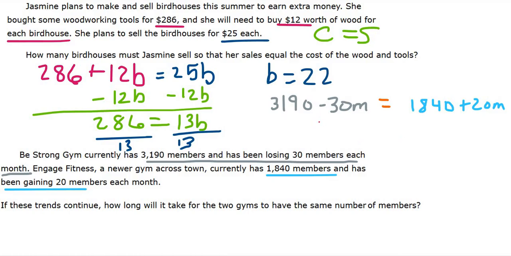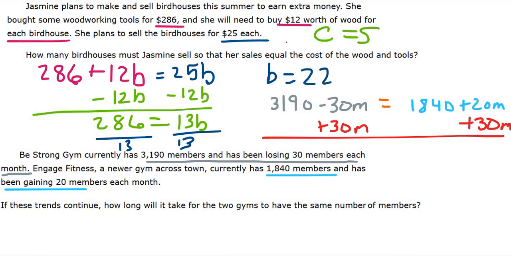So I'm going to take that negative 30M, and the opposite or inverse of a negative 30M is a positive 30M. And since we're not splitting the number from the letter, we have to either add or subtract. You only multiply or divide when you're splitting or separating the number from the letter. So that leaves me with 3,190 equals 1840 plus 50M. And now this equation is a little more familiar to us.